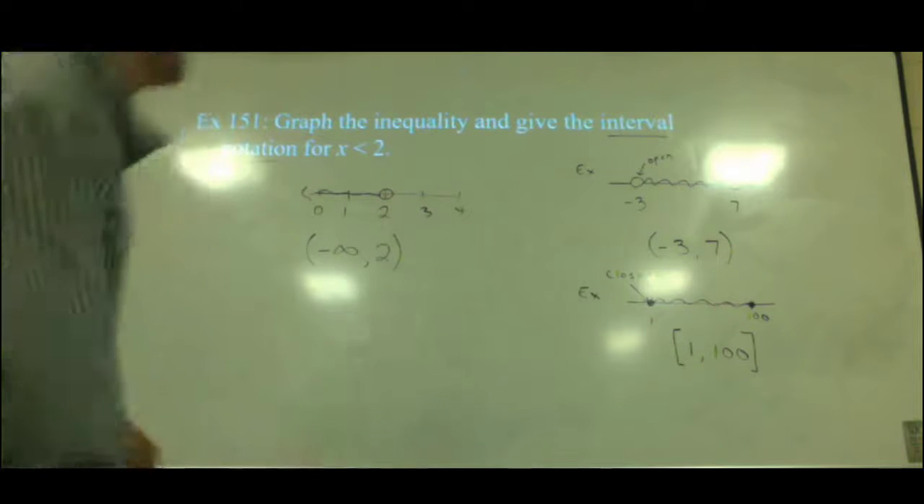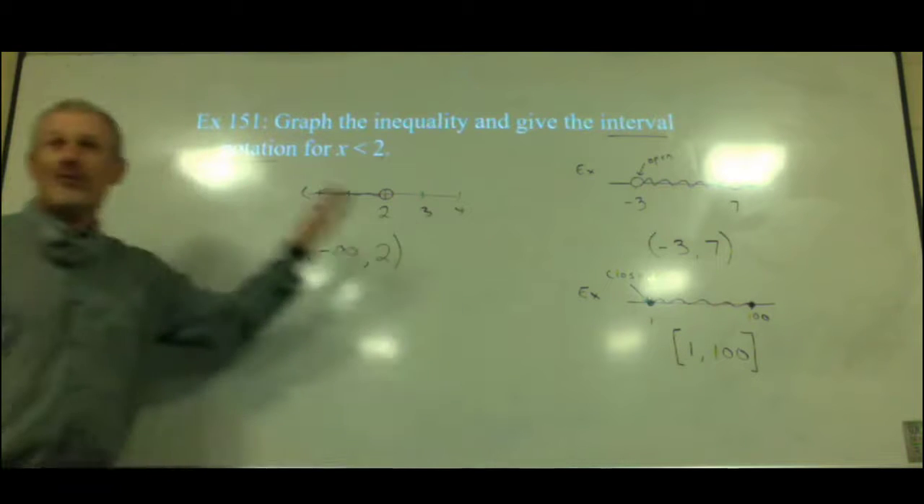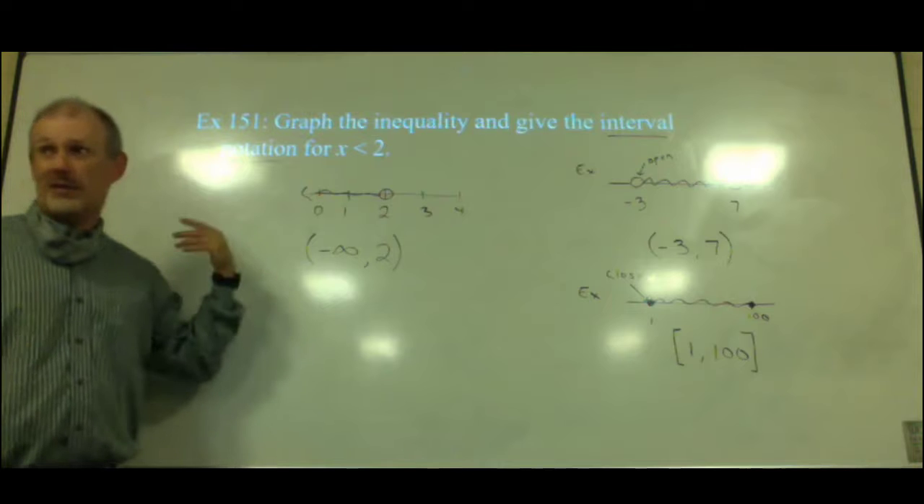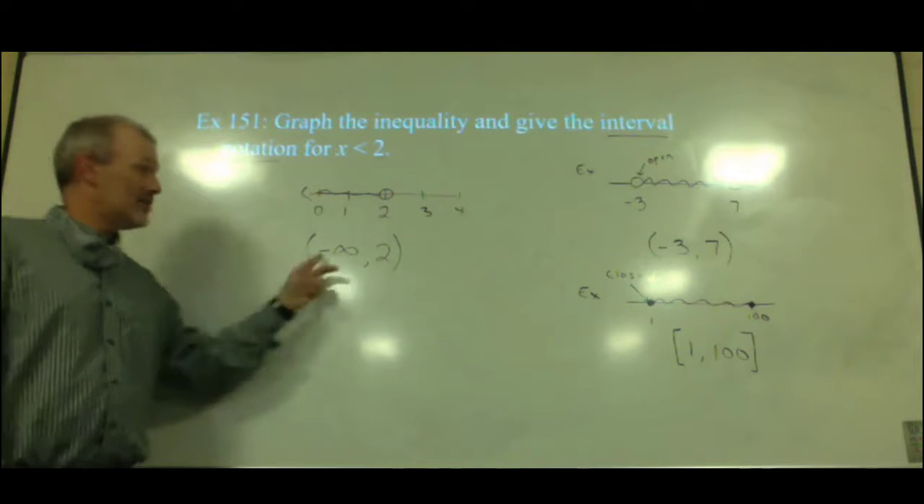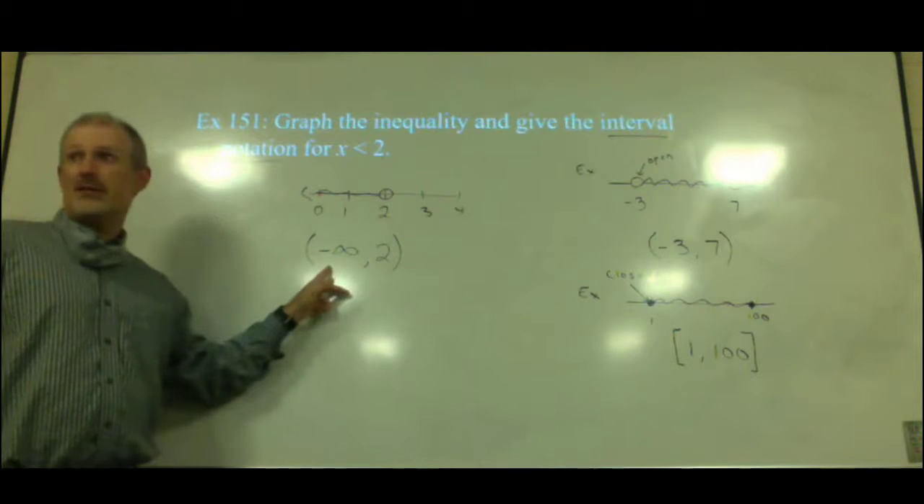Okay. Now, here's another example. If we go forever to the left and there's no boundary point to the left, that's where we use a negative infinity.